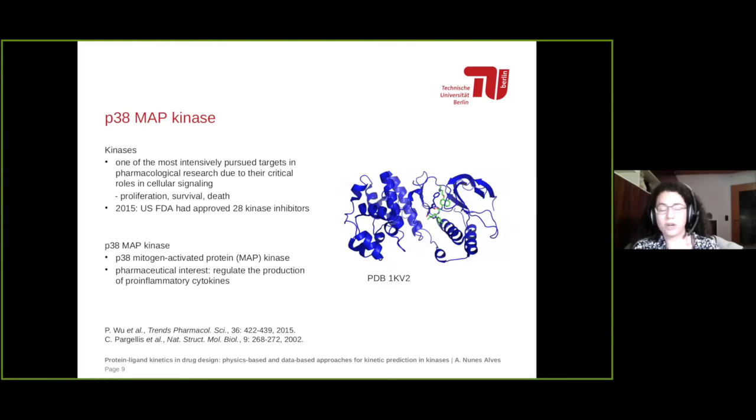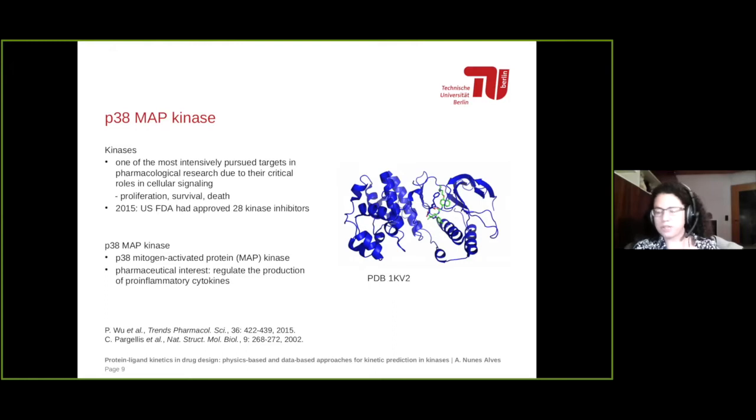So in this presentation, we'll do two things: talk about binding kinetics and talk about kinases. So now let's talk about kinases. So kinases are one of the most pursued targets in drug design because of their critical roles in cellular signaling. They are involved in a lot of important things like proliferation, survival, and cell death. And in 2015, the Food and Drug Administration in the US approved 28 kinase inhibitors to be used as drugs. This number is probably even bigger now.